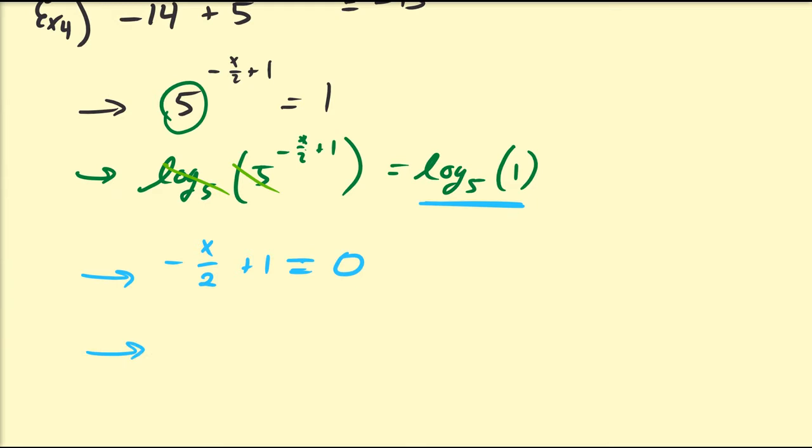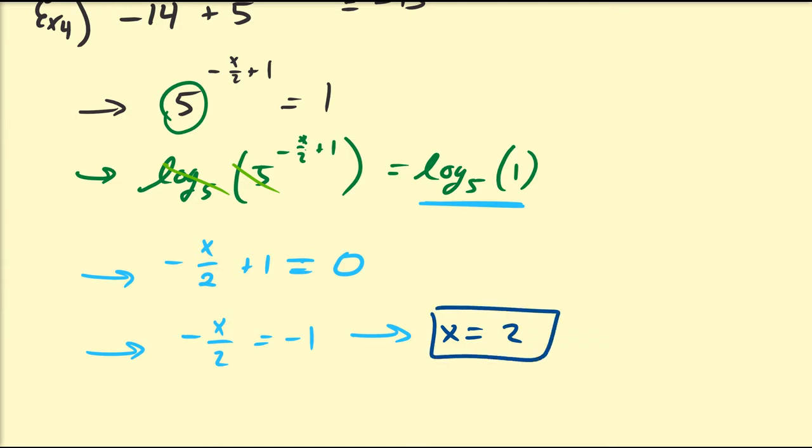So I'm going to negate both sides by 1. So we have negative x over 2 is equal to minus 1. And then we get that our solution is going to be x is equal to 2. So that's our solution.